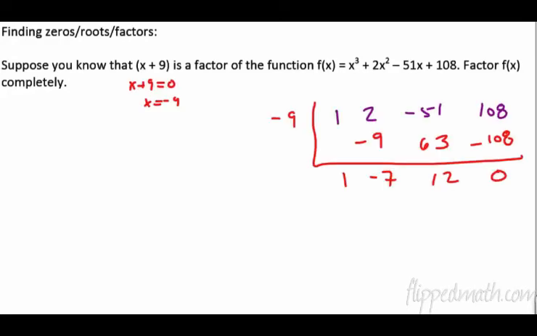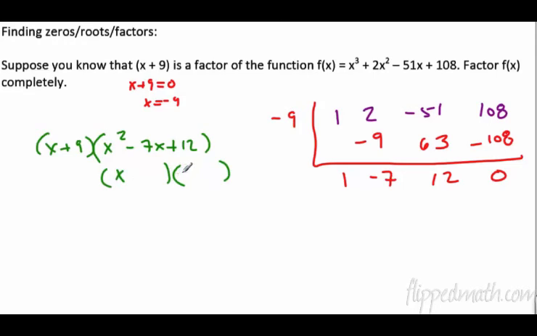Okay, hopefully you got this far. You put the root out front, the 0, and then what do we have here with a polynomial? Bring down the 1, multiply, add. You get a remainder of 0. So we know that x plus 9 is one factor. That was given to us. And now we know that if that's the remainder, we have x squared minus 7x plus 12. That is another factor, but we need to check to see if this will factor again.